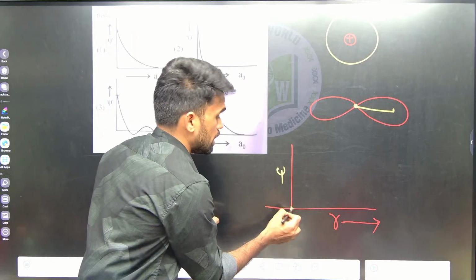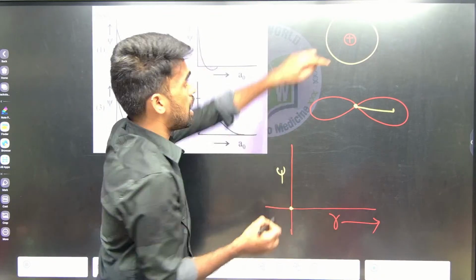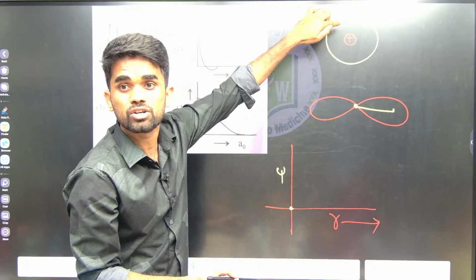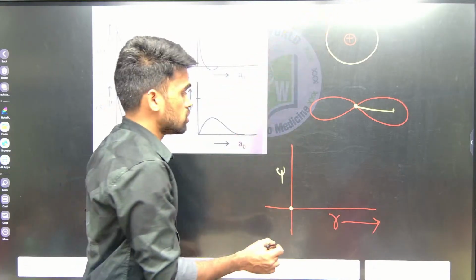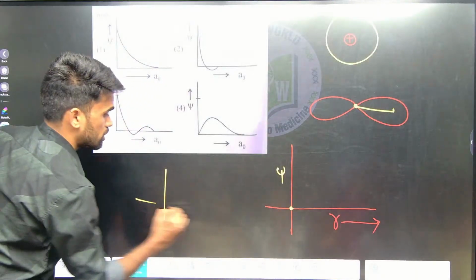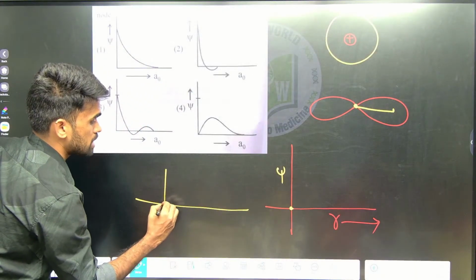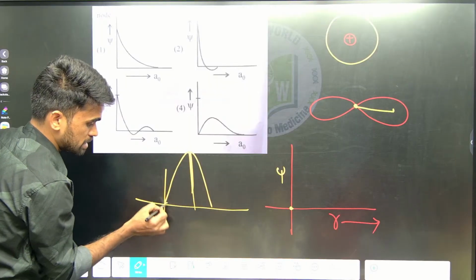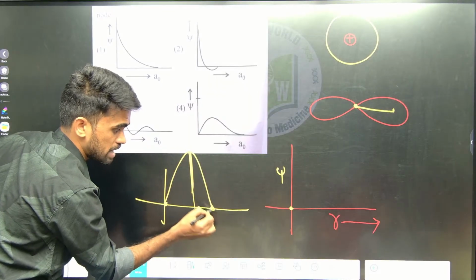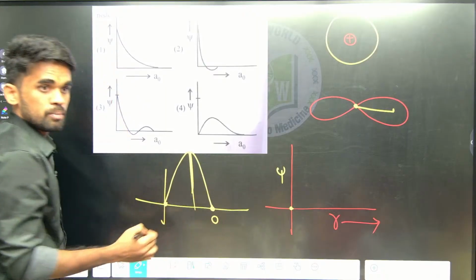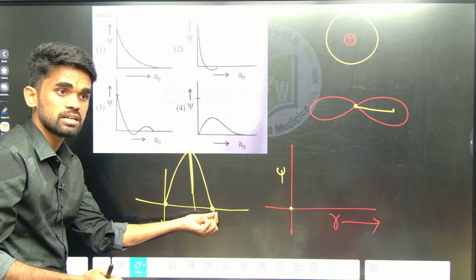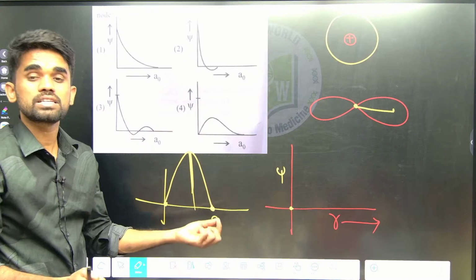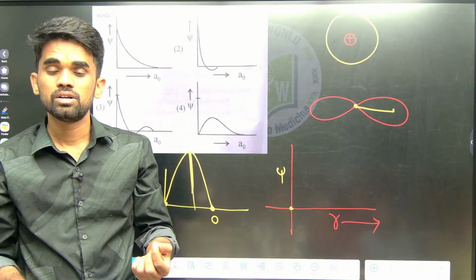At the origin, almost close to the nucleus, what is the probability of finding the electron? Maximum. I hope you know that when you are drawing graphs, maxima means the amplitude should be bigger. Like this is maxima. If it is touching the x-axis, that means it is 0. The probability of finding the electron here is 0. So that point is called a nodal point.